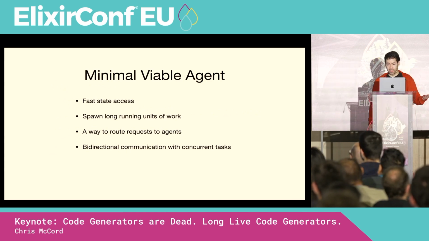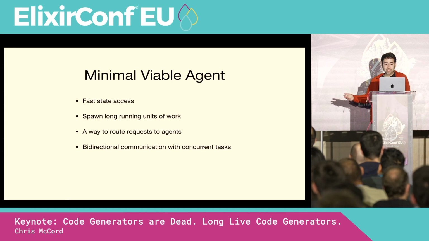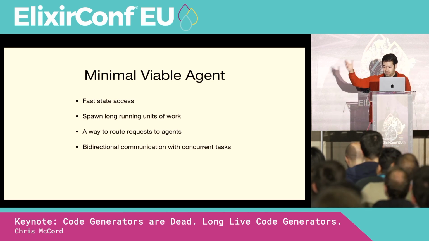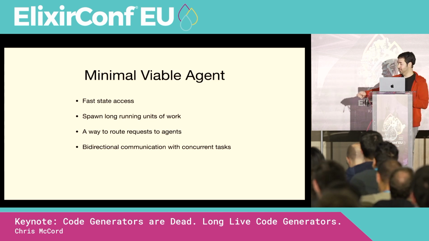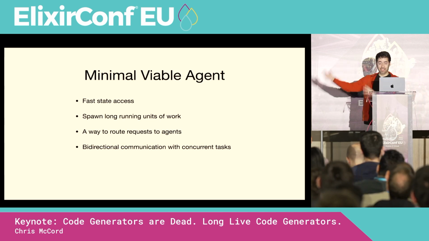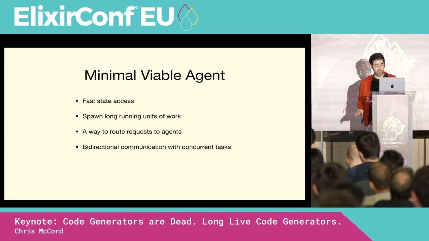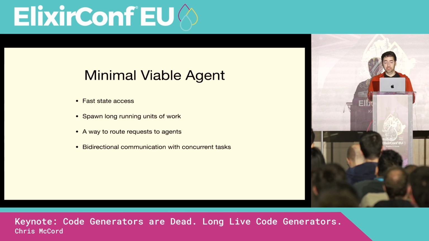You need fast state access. You need some long-running unit of work, like a process somewhere. You need a way to route the request to agents, and you have to have bidirectional communication. And usually you want to spawn some tasks, where other languages would probably have to start a background job in the database just to pick that up and run some side effect concurrently, but that could have just been a function call. This is all just built in. This is what we were made for, it feels like, right?